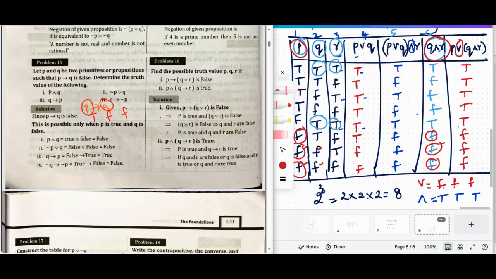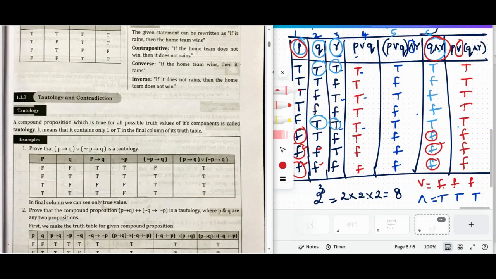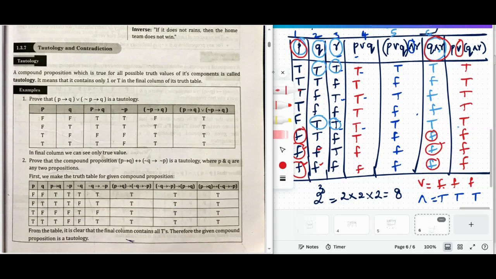This is asking you to determine the truth value of the following. So here we have P and Q. P is true and Q is false. If it is true and false, the value will be false. Then it is negation P or Q. It is false and false, so it is false. Then Q implies P will be false implies true, which will be true. So that way we'll be checking the conditions for the given statement.